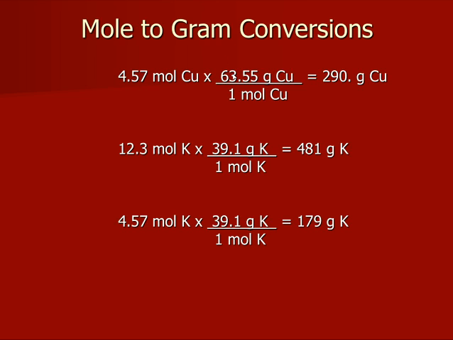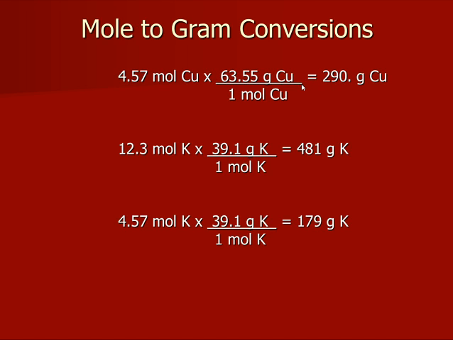On the numerator here, I'm simply going to pencil in the molar mass for copper, which is 63.55 grams over 1 mole. Notice the moles cancel. The only unit I have left on the numerator is grams, so that carries over. The way I've set up my conversion tells me that I need to multiply 4.57 by 63.55, divide by 1. I have an answer of 290.